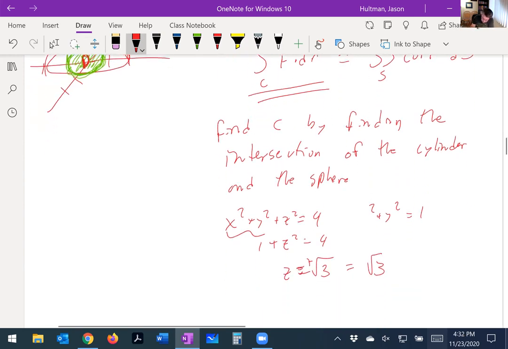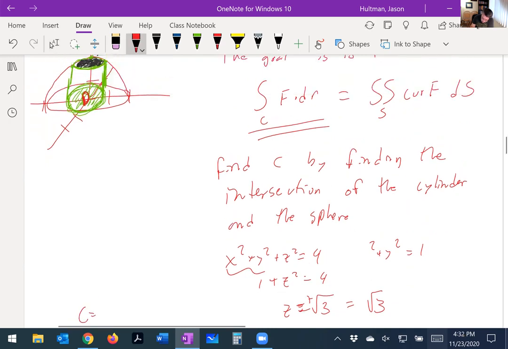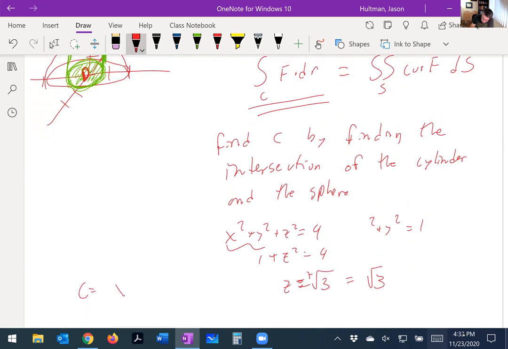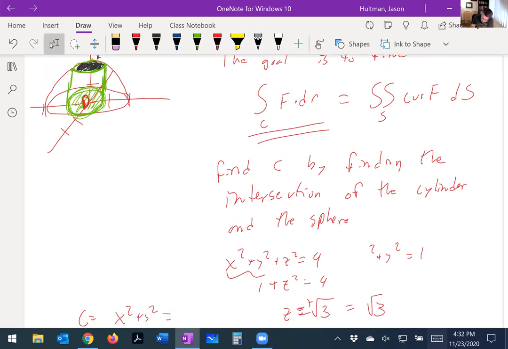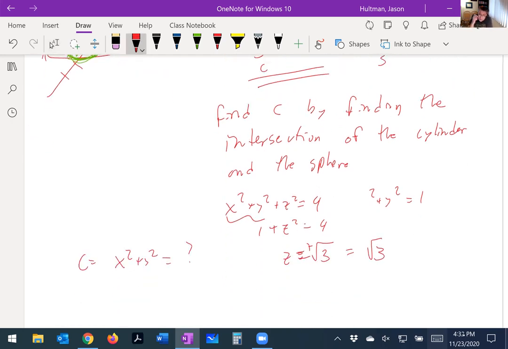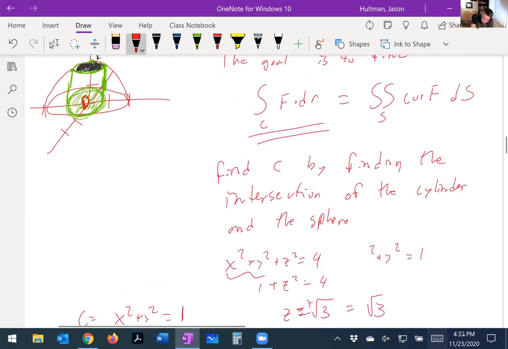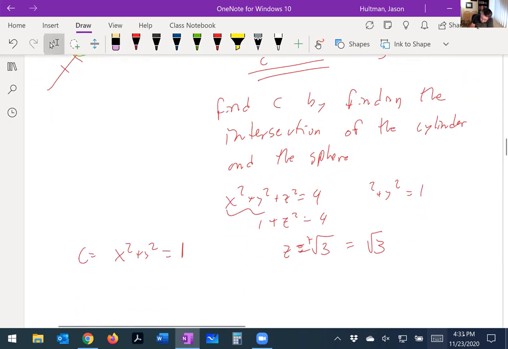So C is equal to that circle, x squared plus y squared equals, at z of radical 3, right? Equals what though? Well, it equals 1, right? Because it's a cylinder, it's always going to be 1. And this is at z equals radical 3.